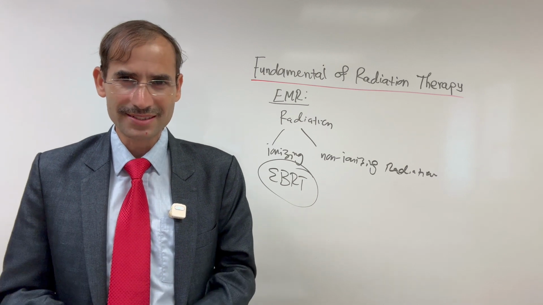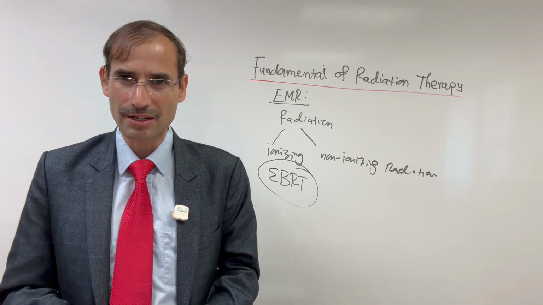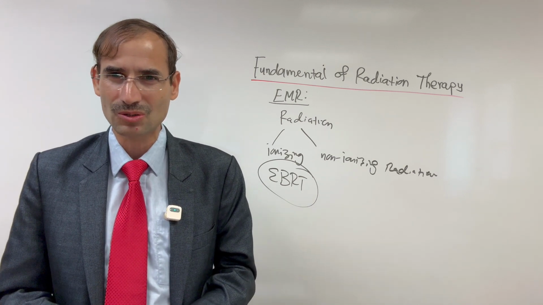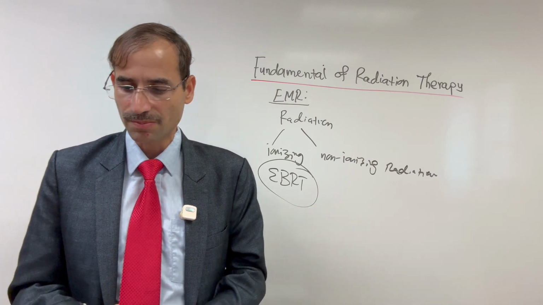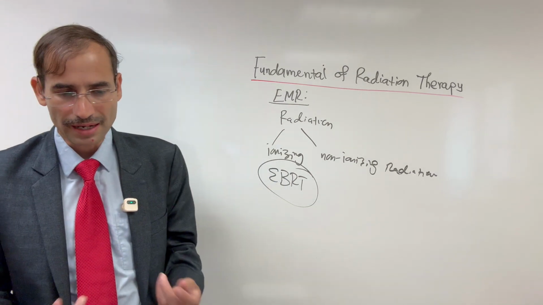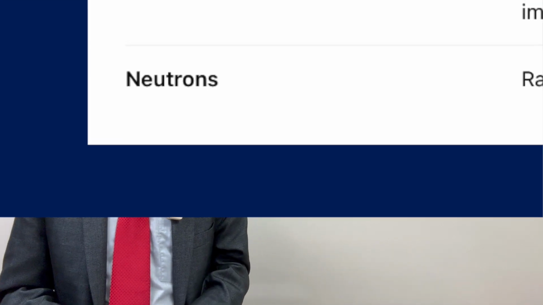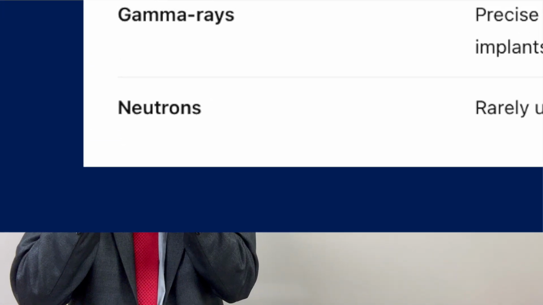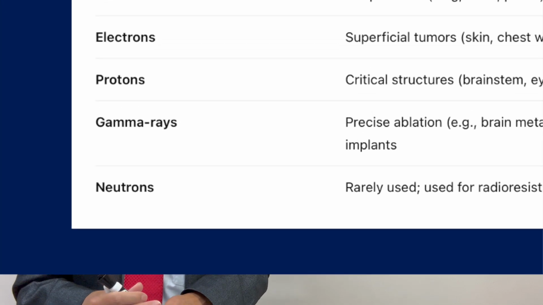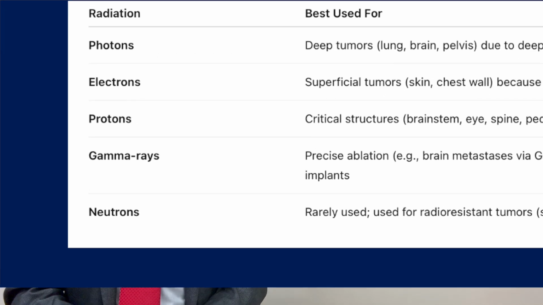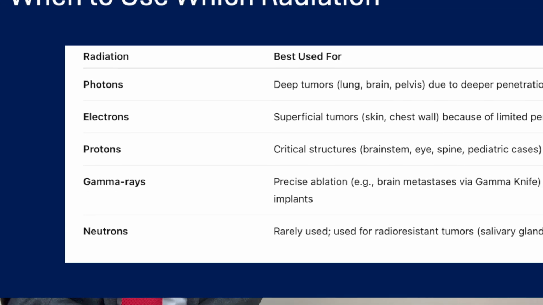The neutron is not used nowadays because the radiobiological effect of neutrons is severe. So we are not using the neutron, but rarely we can use it, maybe for some radioresistant tumors, for example a tumor in the salivary gland, which is very less sensitive. That's why we give the neutron. In those instances, we can use the neutron.